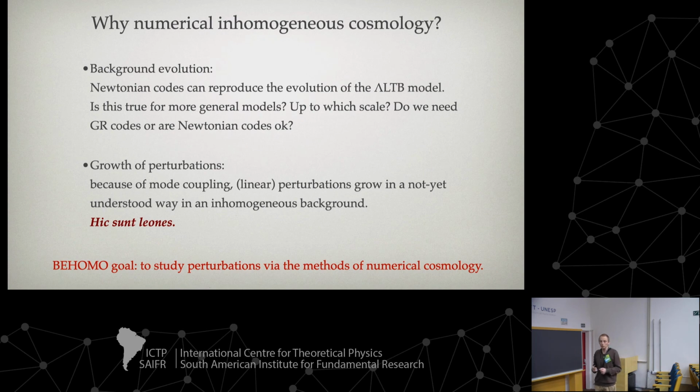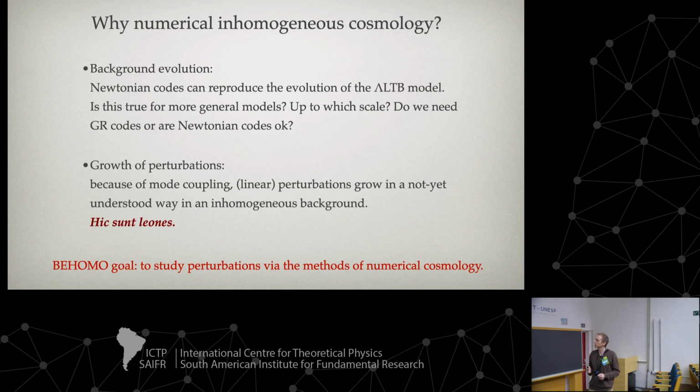So why can you actually do numerical cosmology? It's not trivial. The lucky bit, at least for lambda LTB models, is that Newtonian codes can reproduce the evolution of a general relativistic metric such as LTB, even at larger scales. The reason is basically because of spherical symmetry, and because the matter components are just dust and a cosmological constant. So you have neither sound waves nor gravitational waves. Thanks to this, this is a scalar invariant evolution, which can be described via Newtonian codes.